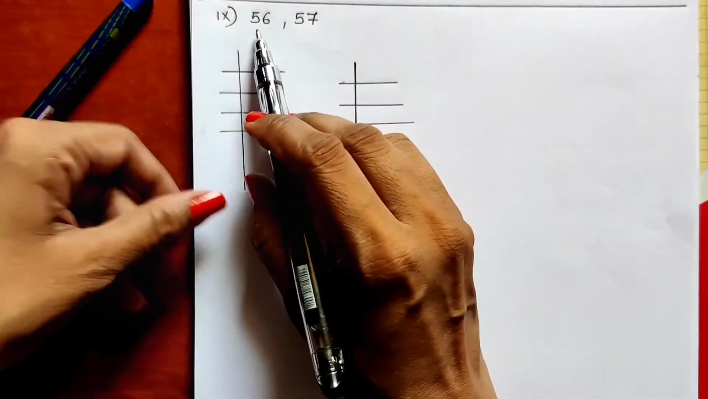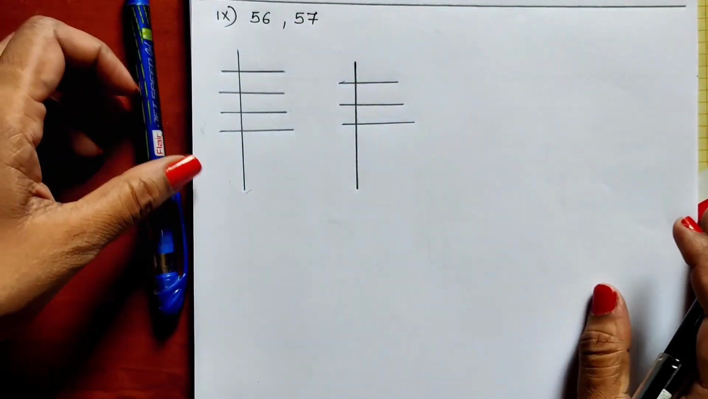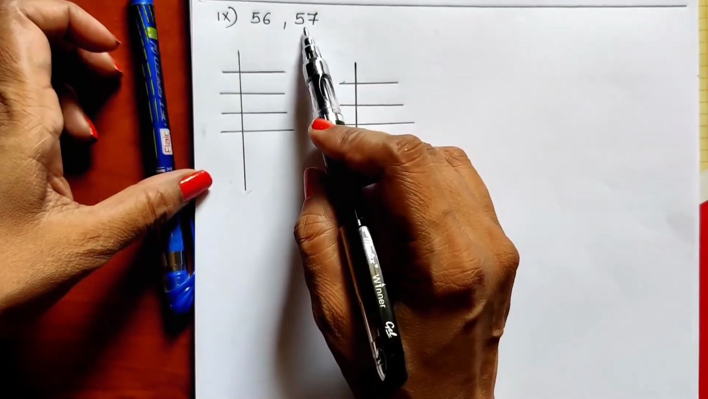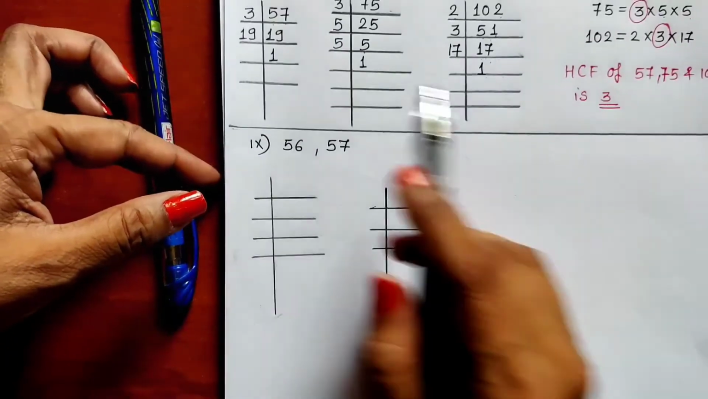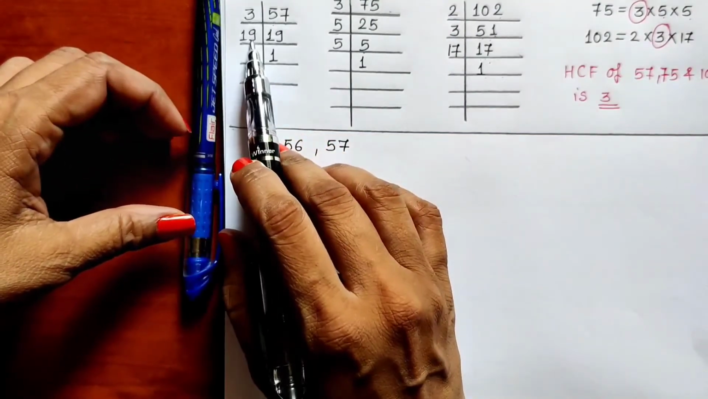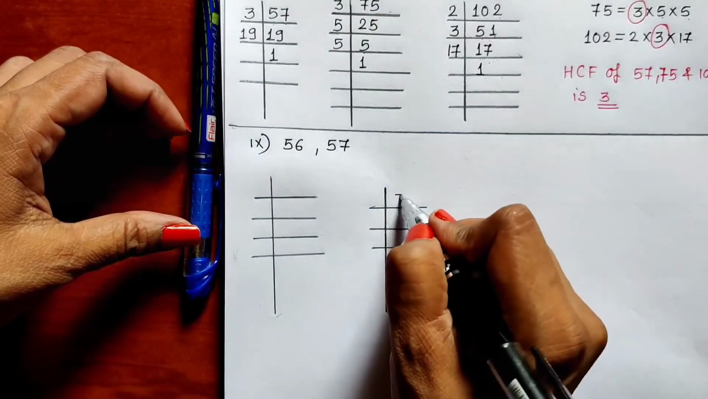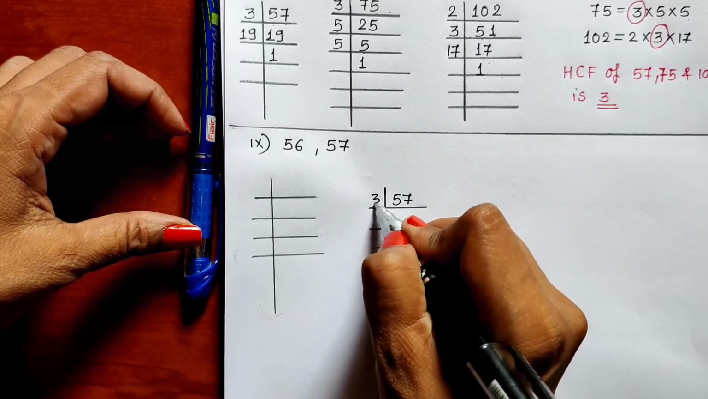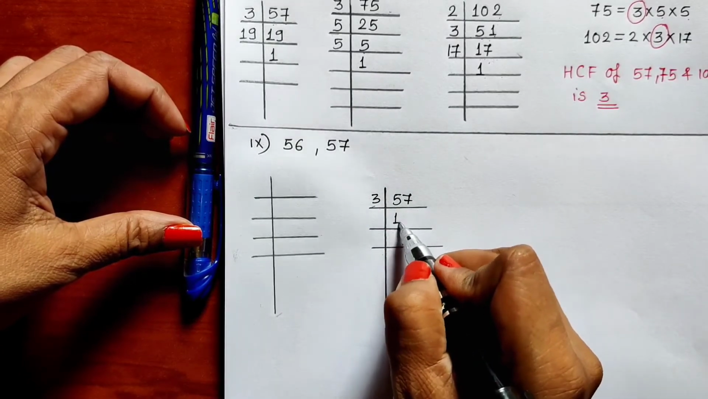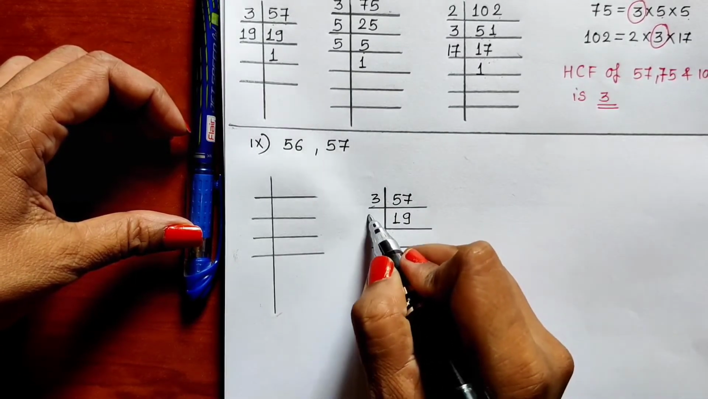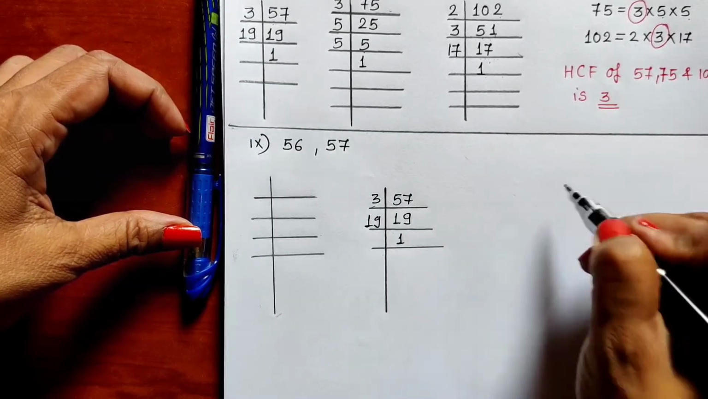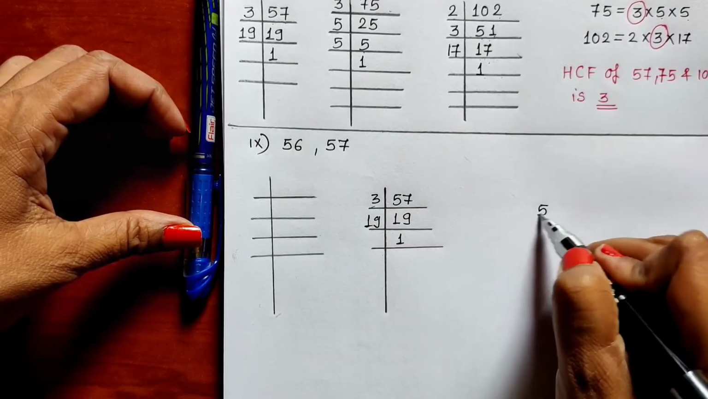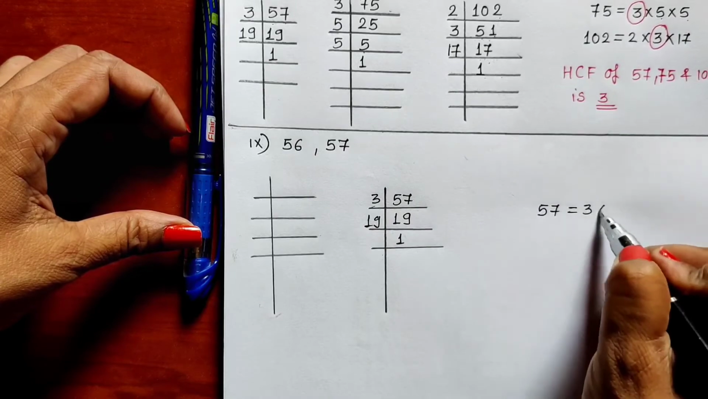Next sum, two numbers are 56 and 57. In the previous sum only we have got the factors of 57. Here factors of 57 are 3 and 19. So I will be writing factors of 57. 3 ones are 3, 3 nines are 27, 19 ones are 19. So in this way factors of 57 we have got 3 into 19.